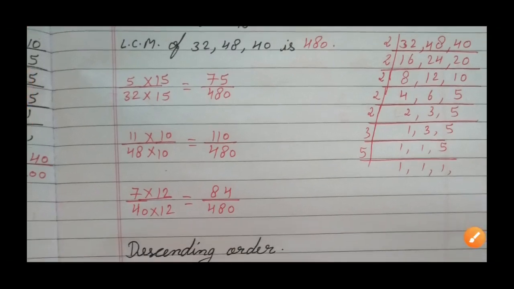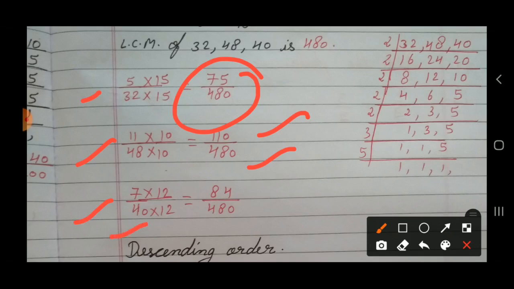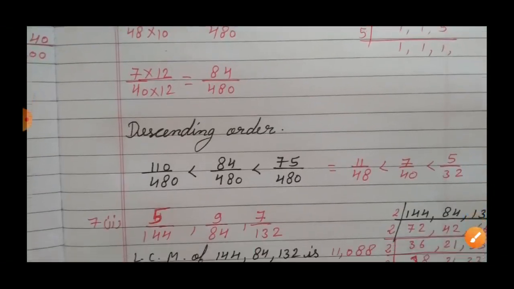Now student, with the first fraction 5 upon 32, we will multiply by 15. Then we are getting 75 upon 480. With the second fraction 11 upon 48, we will multiply by 10, getting 110 upon 480. Third fraction 7 upon 40, we will multiply the numerator by 12 and also the denominator, getting 84 upon 480. Now student, we have to put all these fractions in descending order.